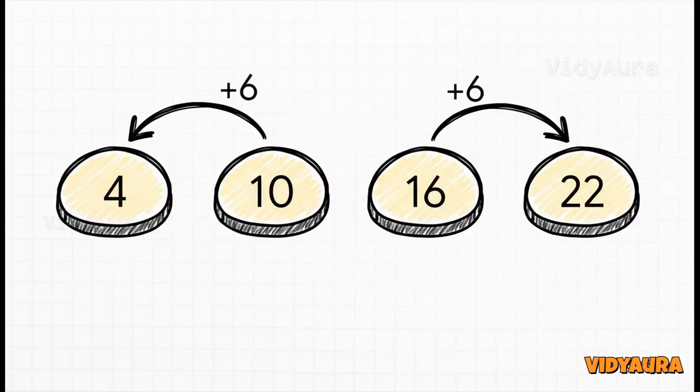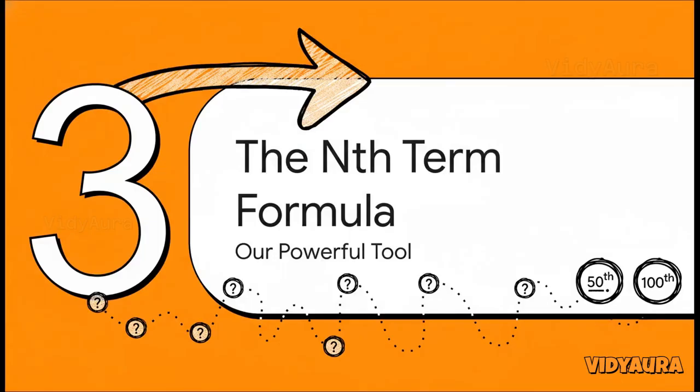Let's see this in action. Take the sequence 4, 10, 16, 22. How do you get from 4 to 10? You add 6. How do you get from 10 to 16? You add 6 again. That constant jump of plus 6, that's our D. Simple, right?